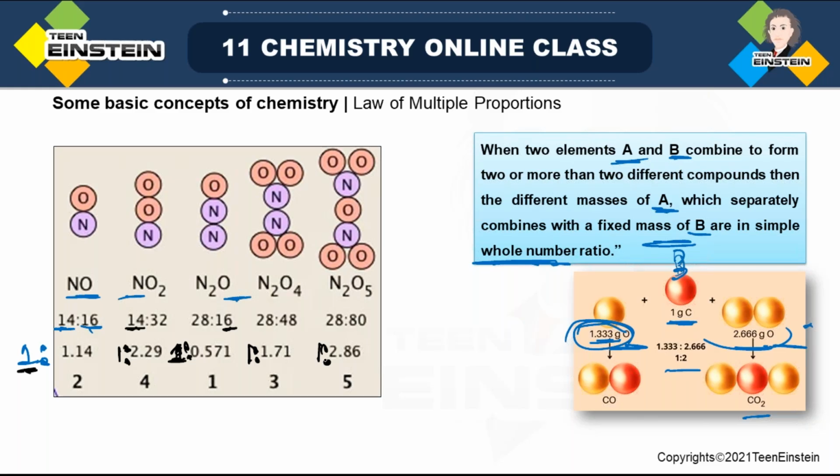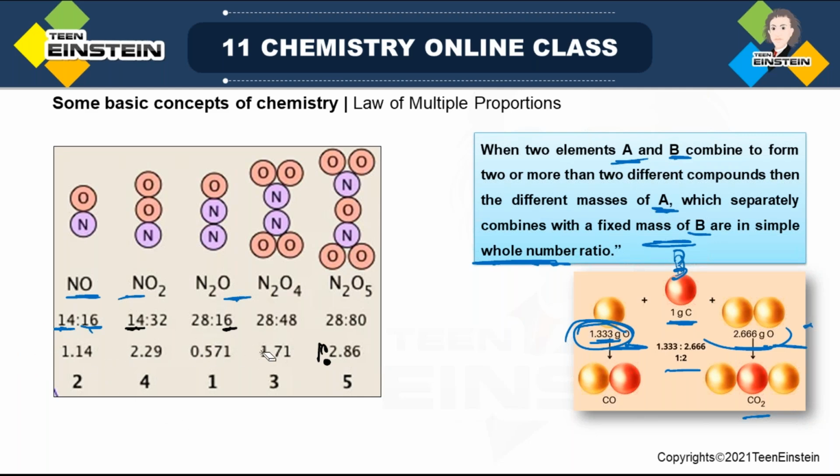Similarly, it is 1:2.86. Now, as you can see all these ratios, 1:1.14, 1:2.29. What we will do next? In the next step, we will divide all these ratios. So I am now erasing it for simplicity.